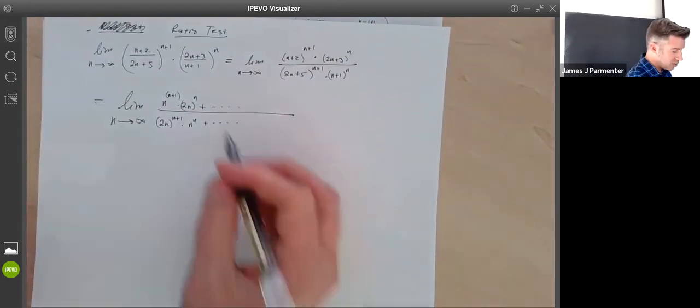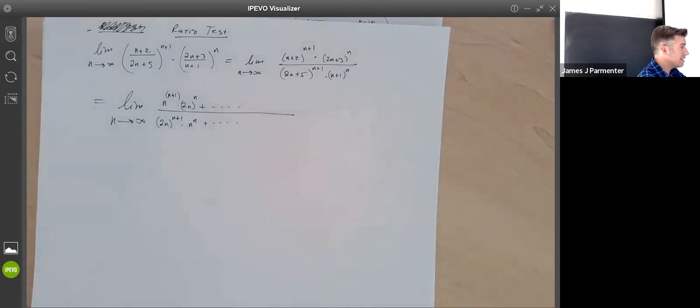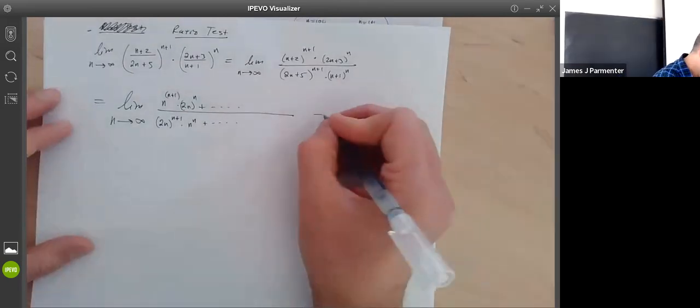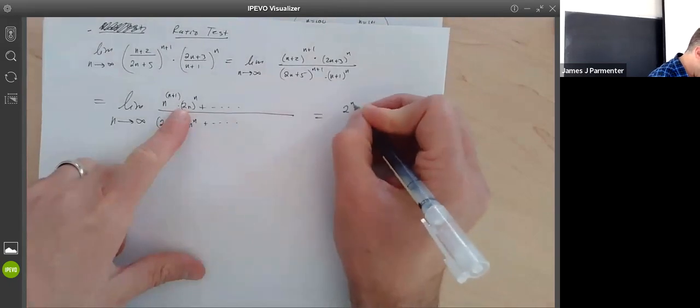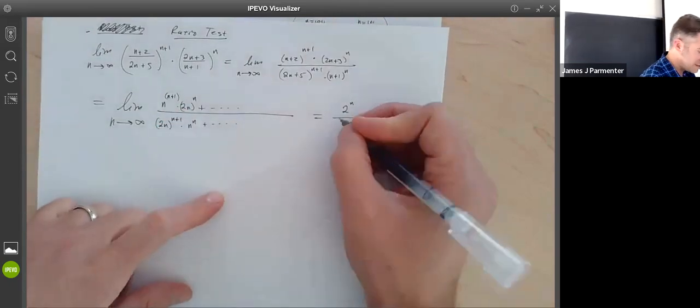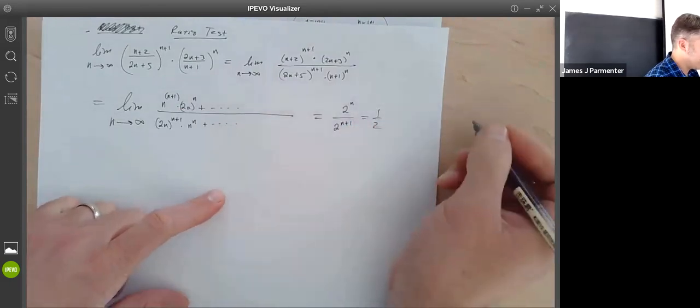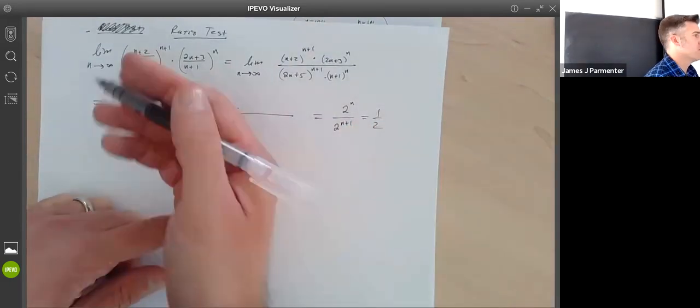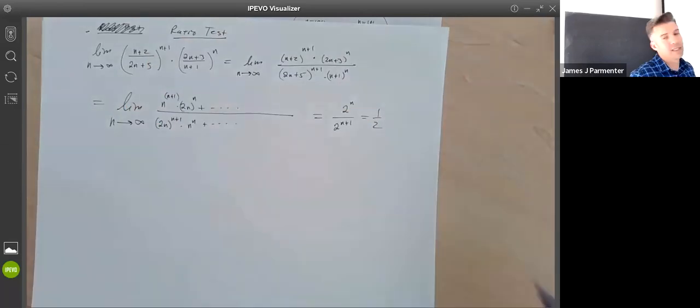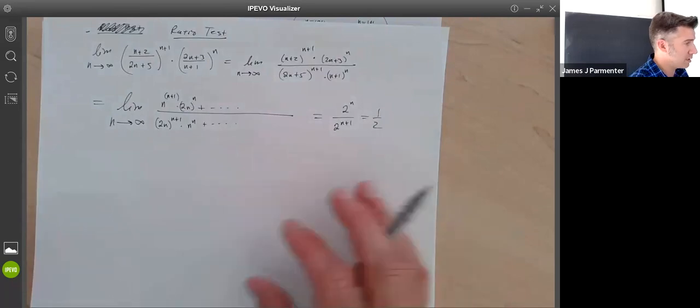And if you look at these two terms, they have the same degree. The leading coefficient on top is 2 to the n, and the leading coefficient on the bottom is 2 to the n plus 1, which gives you a 1/2. Nobody should ever do it this way. It's terrible, but it's possible. It's just not the way we do it because it's more work than we need to do.